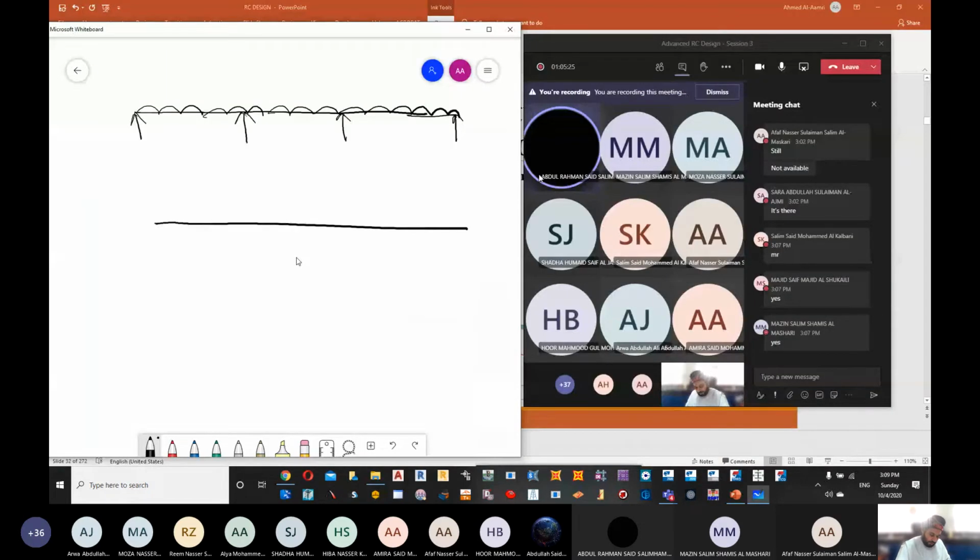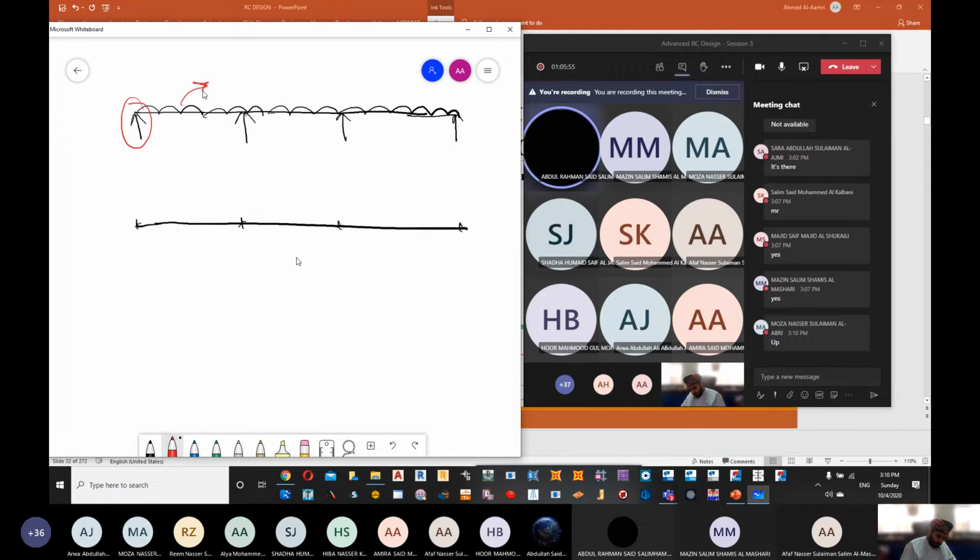Now going for the shear force diagram. For the shear force diagram, it's a matter of going up and going down. Now this reaction, is it going up or down? Reaction up or down? Up. This load, this UDL, is it going down or up?